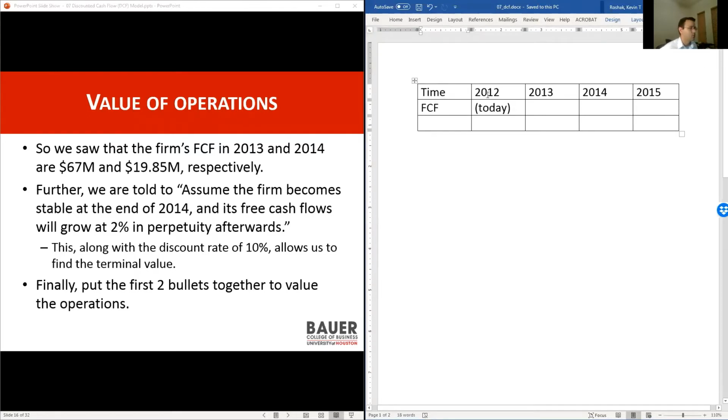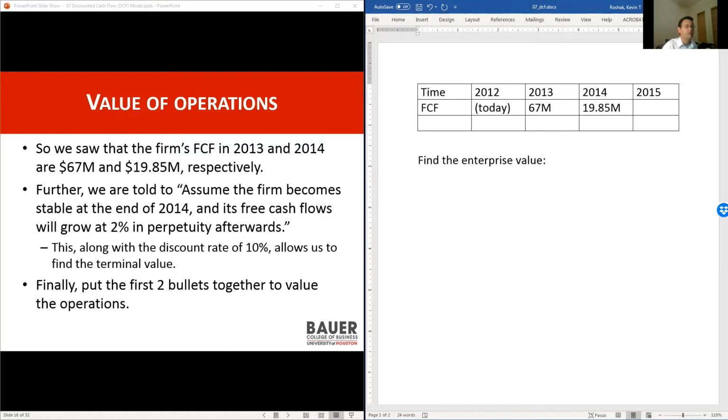Okay, so we're sitting in 2012. We want to value this company. We know what the free cash flows are in 2013, 67 million, and in 2014, 19.85 million. And we want to get the present value. We want to find the enterprise value for this company, where we're sitting in 2012. We're going to discount the free cash flows that we get in 2013 once. We're going to discount the free cash flows that we get in 2014 twice to bring it back to 2012.